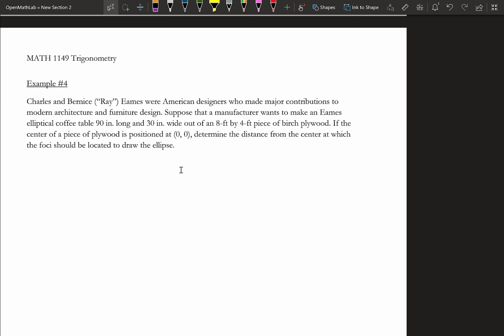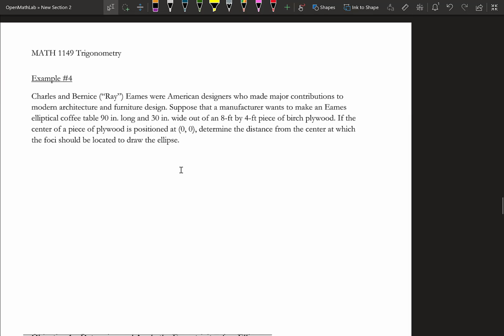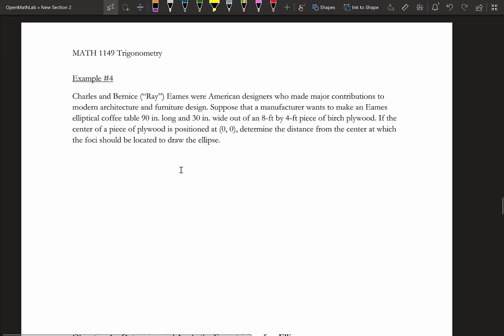Right. So one thing about the applications that we've been looking at so far is using an elliptical shape in some kind of architecture, like building something. So that's a pretty common use of ellipses.